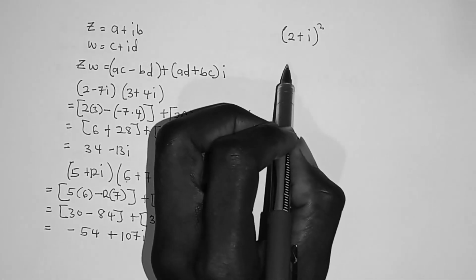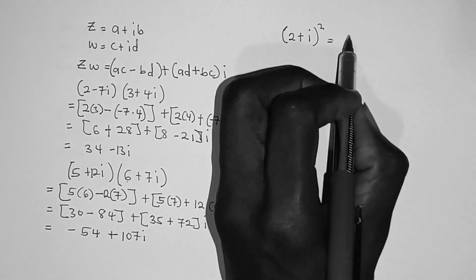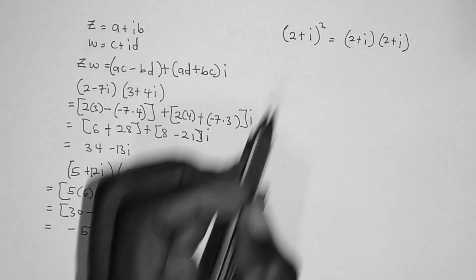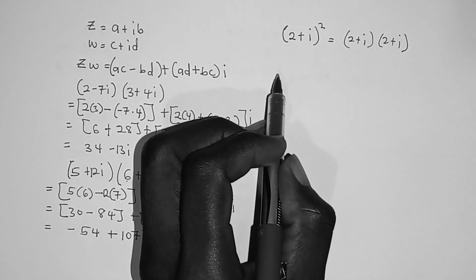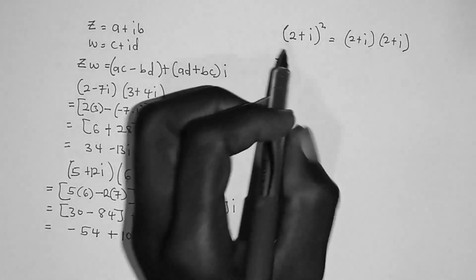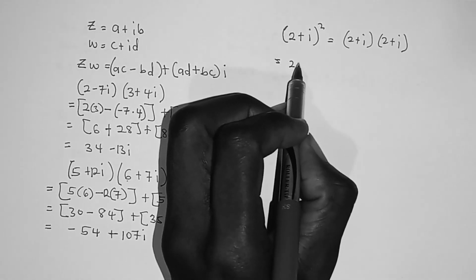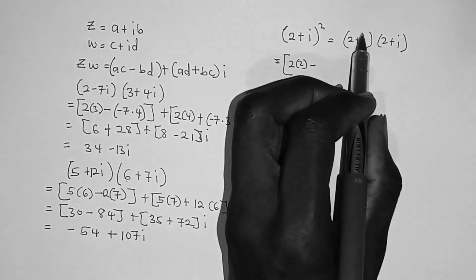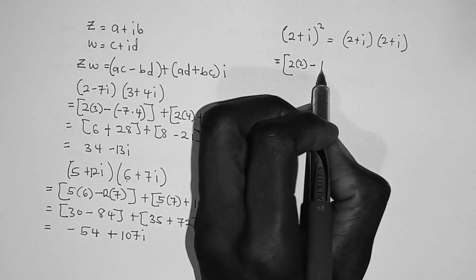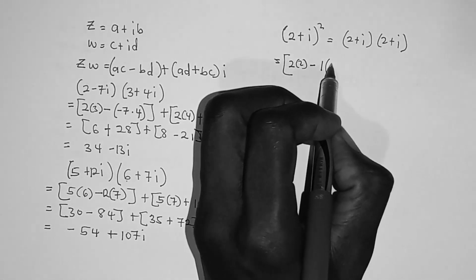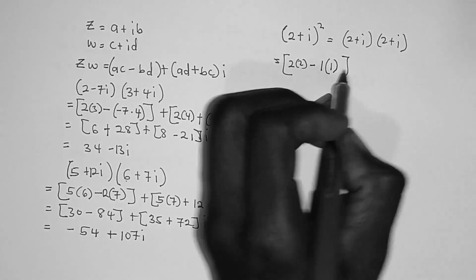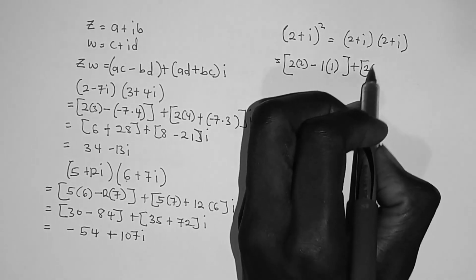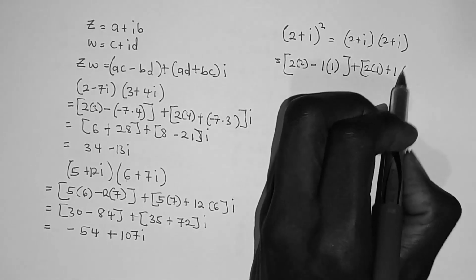This can be written as 2 plus i times 2 plus i. And so let's go ahead and multiply. This is equal to, you multiply the corresponding parts, which is 2 times 2, then minus this i has a coefficient of 1, times this i also has a coefficient of 1, then plus, you cross multiply, so 2 times 1 plus 1 times 2.